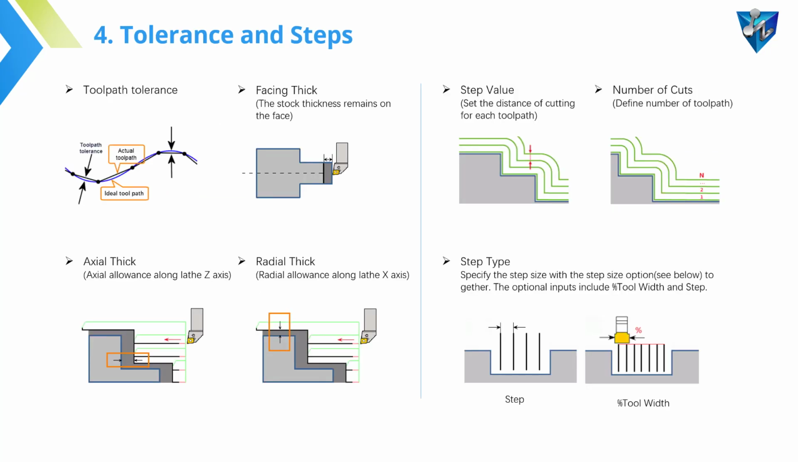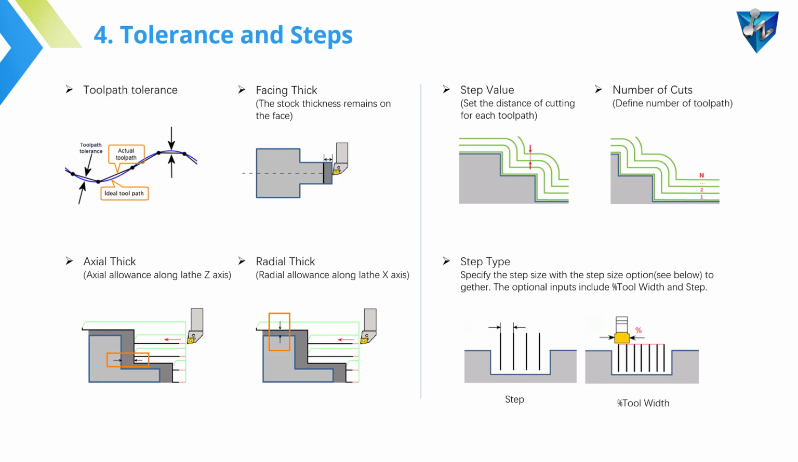Path tolerance. The default value is 0.01. Smaller values make the actual toolpath closer to the ideal toolpath. Facing thick. This is available in facing operations and controls the thickness of the remaining stock on the face. Axial thick and radial thick. These are available in rough and finish operations and control the machining allowance along the Z or X axis.